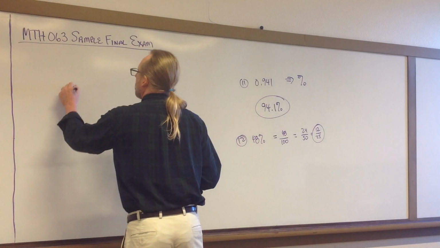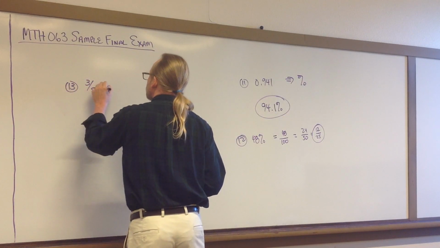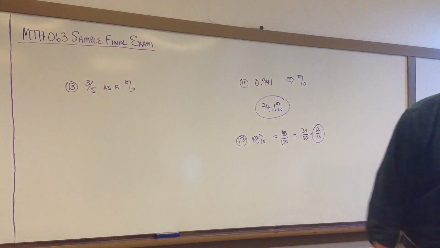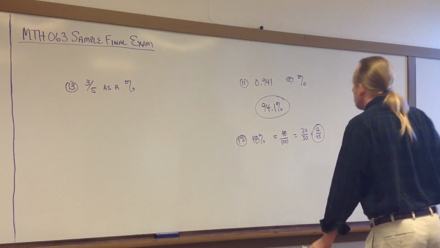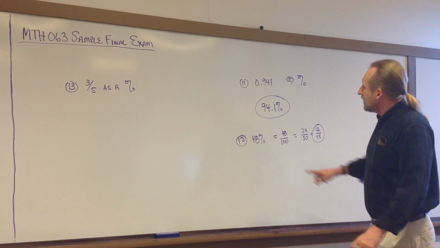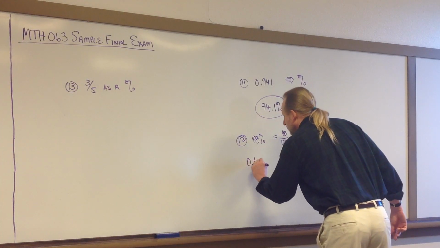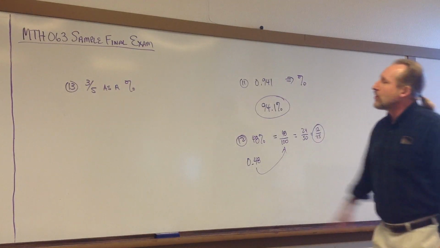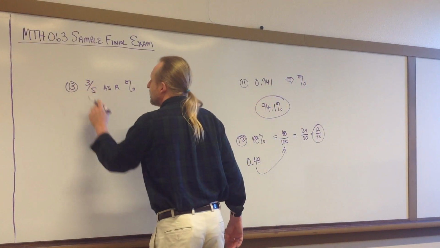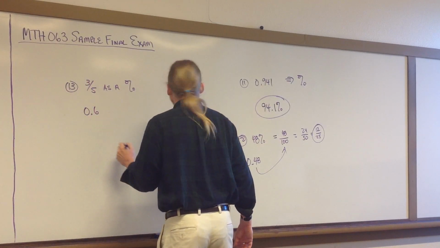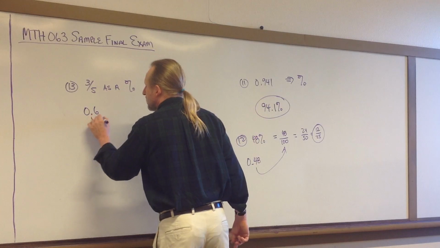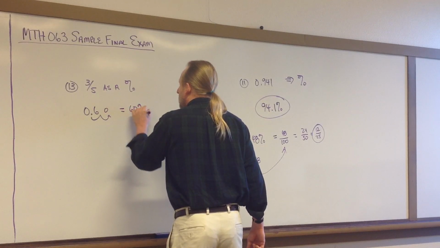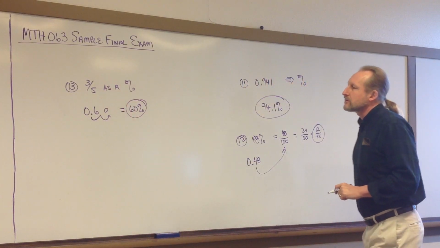Number 13, express 3/5 as a percent. Well, I would turn this into a decimal first, in the same way, like 0.48, and then that would still be 48 over 100. But over here, I would turn this into a decimal. Do 3 divided by 5, that'll be 0.6. And then it's the same thing as this. Move this decimal point 2 places and fill in that empty space with a 0. And this is 60%. Okay?